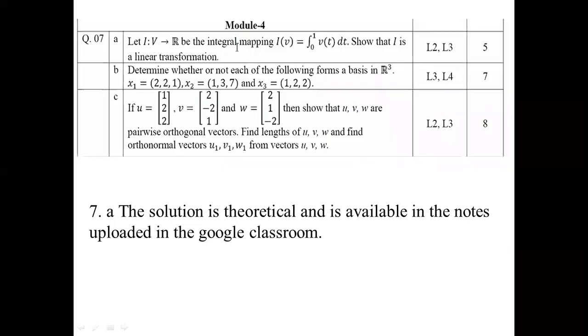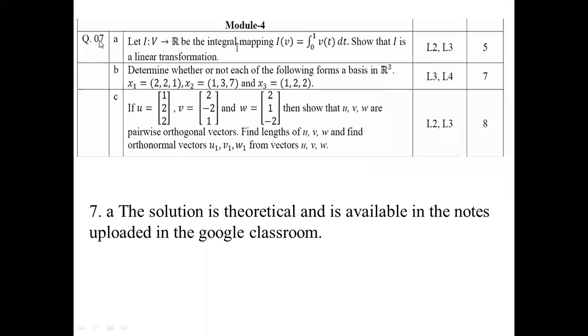So now I'll move to the next question paper. 7A is basically a theory question, and that is available in the notes which are shared in Google Classroom. So you can go through that. 7C is the same as what has been asked in question paper 1. Okay. So that I will not be repeating. It's the same question with the same values given.